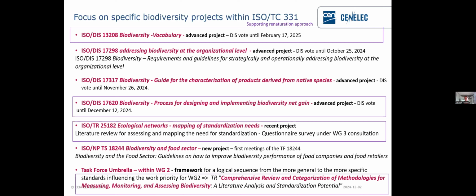We have also the project on biodiversity net gain, which is at the project level, interesting for infrastructure developers, landscapers. We have the project on ecological corridors, which is a vast literature and needs review, which is underway through the technical committee. Within working group 2 on measurement data assessments, we needed to take a step aside. The purpose of the umbrella task force is to carry out a state of the art, the existing and the gaps. So we are now conducting work on the comprehensive review and categorization of methodologies for measuring, monitoring, and assessing biodiversity.